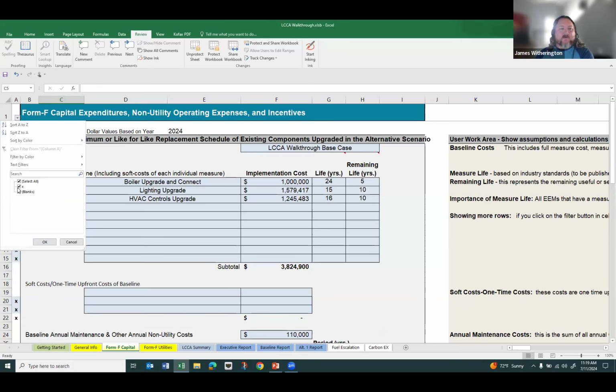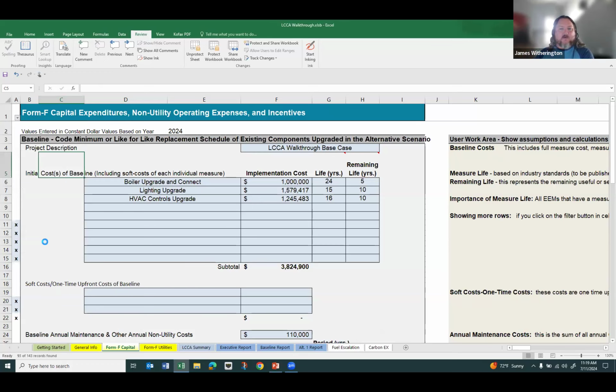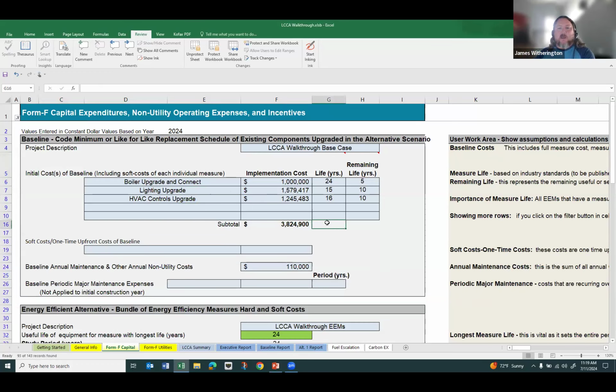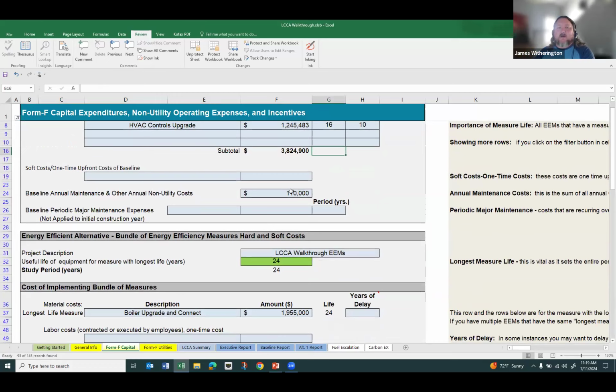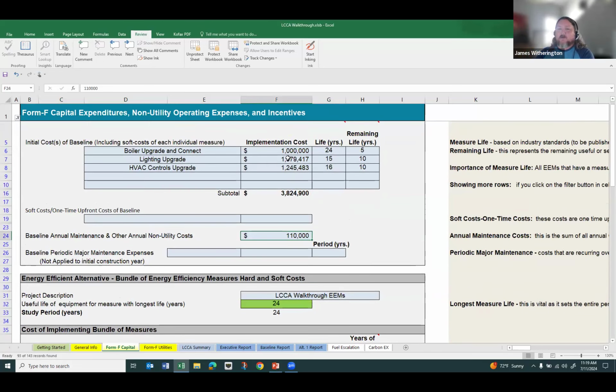I'm going to go ahead and unfilter this so it makes it a little easier to scroll through. Okay. The next piece of cost information is baseline annual maintenance and other annual non-utility costs. So this should be your lump sum O&M for all of your measures or all of your EEMs here. And this is, like I said, your annual O&M.